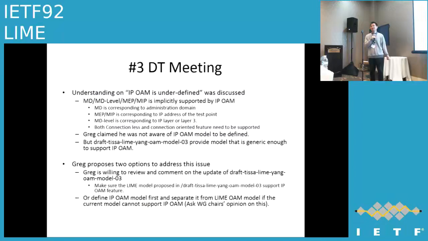So in the third design team meeting, we actually had a lot of debate on how to understand the RP OAM model being underdefined. Based on our understanding, yes, the RP OAM model is underdefined, but the LIME model proposed in the TISA draft tries to address this issue and fill the gap. So we gave some arguments, for example, using the maintenance domain neighbor map, we can map the maintenance domain to the administration domain, and map to the RP adjustable testing point to justify this.